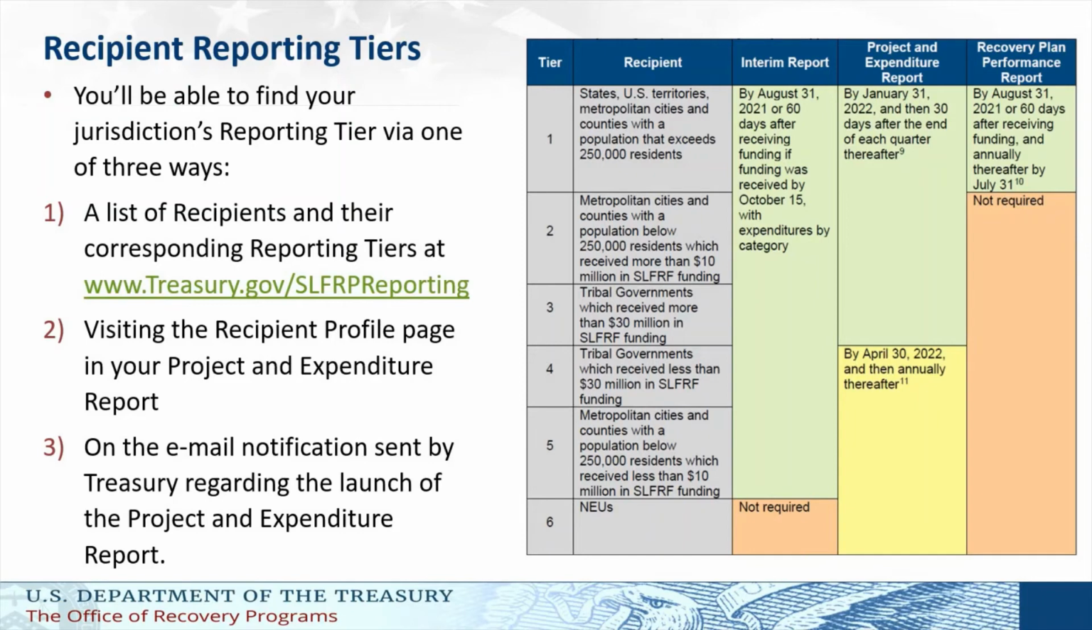Now, I know that was all a little confusing. You may be asking, well, how do I find out what recipient tier I actually fall into? Well, there's several ways to do that. Treasury is providing up to 3 different ways to find your jurisdiction's reporting tier. And I'll go through each one of these here on the list.